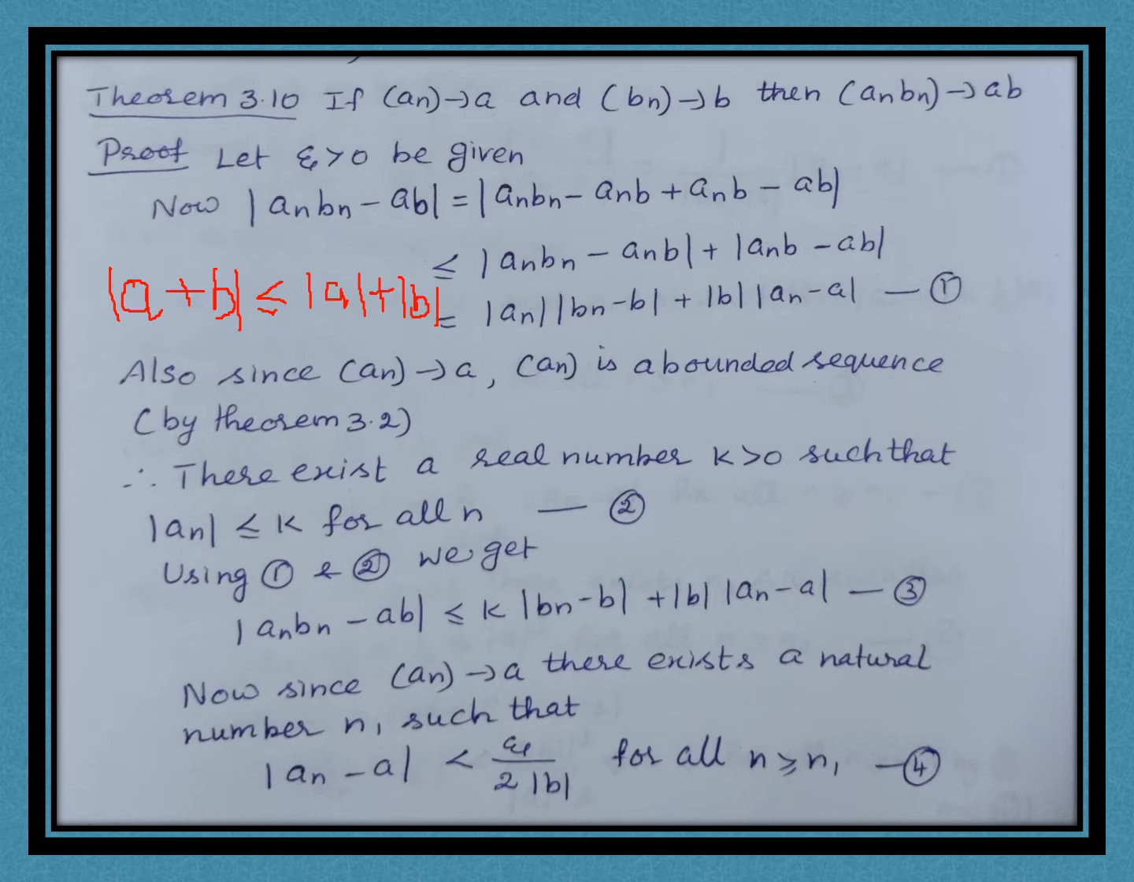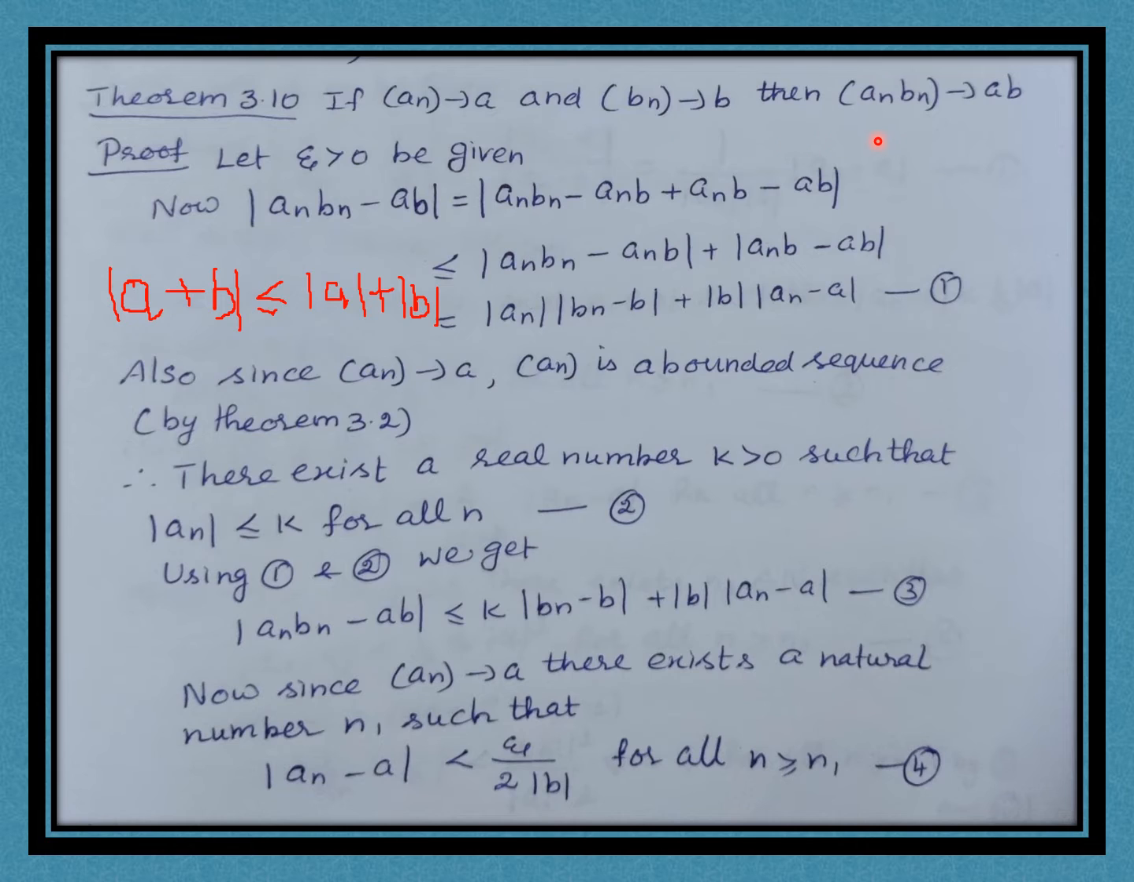The theorem says, if sequence an converges to a and sequence bn converges to b, then sequence an bn converges to ab. Let us see the hypothesis first. Sequence an converges to a. Then by the definition of convergence, given any epsilon greater than 0, absolute value of an minus a is less than epsilon. Similarly, sequence bn converges to b, therefore absolute value of bn minus b is less than epsilon for all n greater than or equal to some other integer n2.